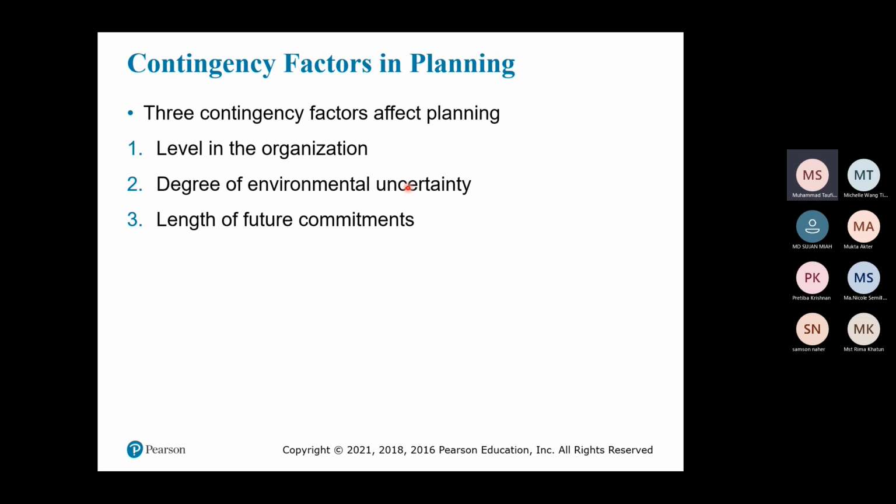Because we don't know what will happen in the future. Okay? So this is the degree of environmental uncertainty, and then length of future commitment. Length of future commitment means, what is the impact? We're talking about what we can predict will happen in the future.